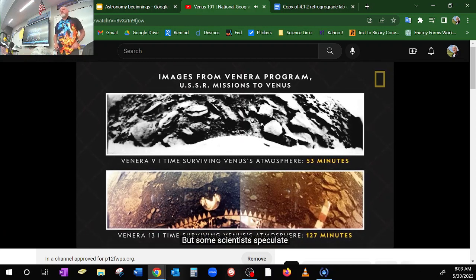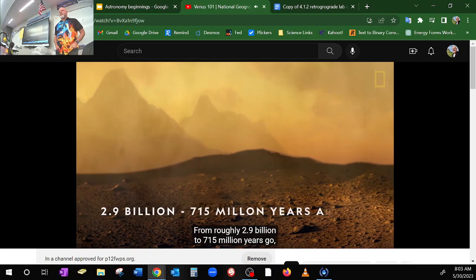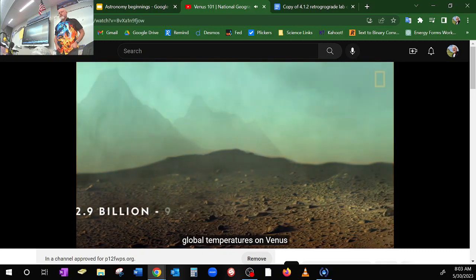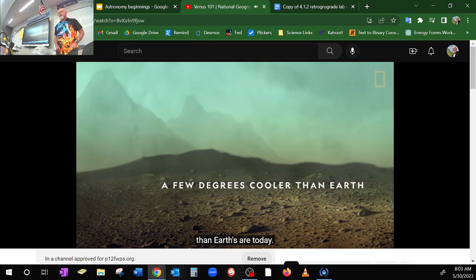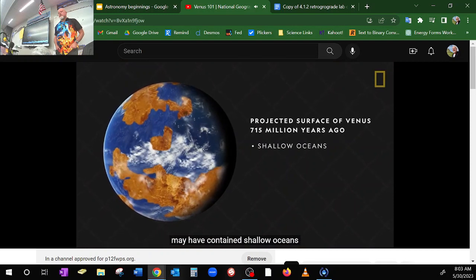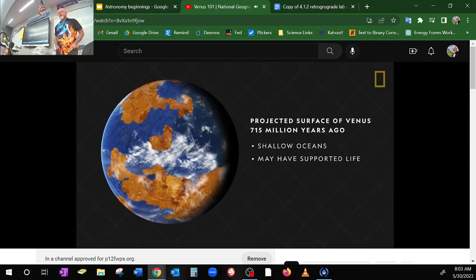But some scientists speculate that Venus wasn't always so unwelcoming. From roughly 2.9 billion to 715 million years ago, global temperatures on Venus may have been just a few degrees cooler than Earth's are today. And scientists theorize that the surface may have contained shallow oceans that could have held enough water to support life.